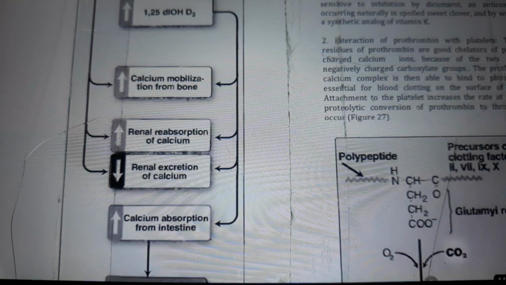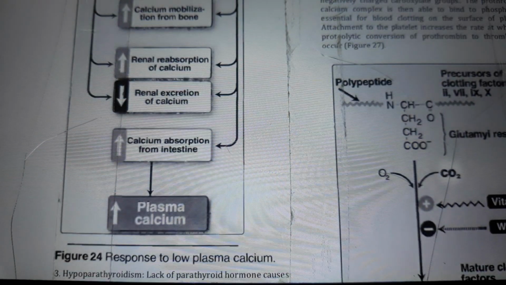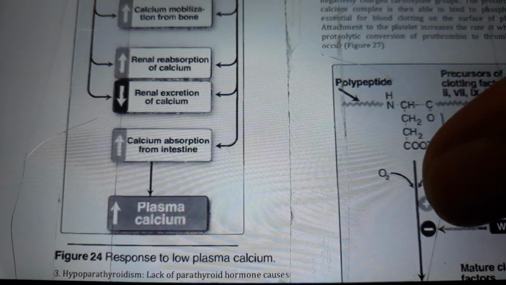The formation of GLA, gamma-carboxyglutamate, is sensitive to inhibition by dicumarol, an anticoagulant occurring naturally in spoiled sweet clover, and by warfarin, a synthetic analog of vitamin K. Interaction of prothrombin with platelets: the GLA residues of prothrombin are good chelators of positively charged calcium ions because of the two adjacent negatively charged carboxyl groups. The prothrombin calcium complex is then able to bind to phospholipids essential for blood clotting on the surface of platelets. Attachment to the platelet increases the rate at which the proteolytic conversion of prothrombin to thrombin can occur.